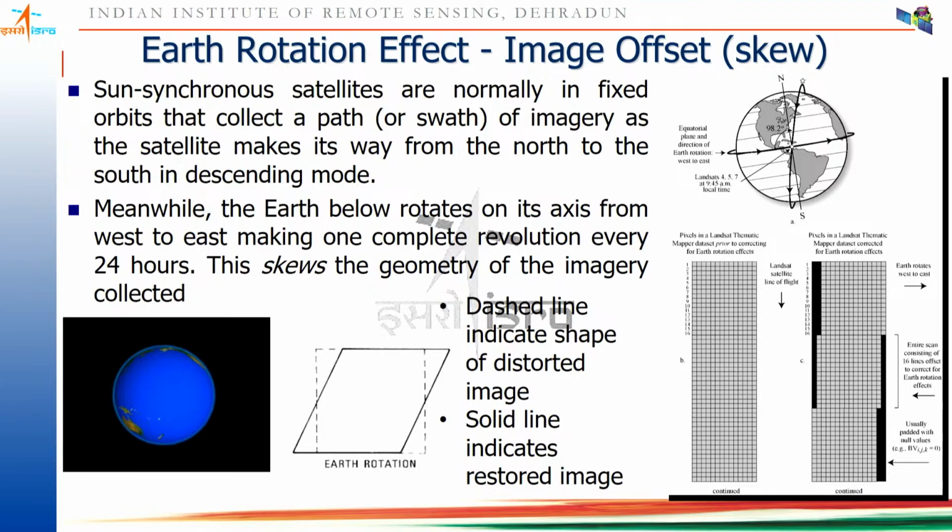Now, I am just trying to show why geometric correction needs to be done. We know that when the satellite is taking the image, as it takes one line, as you see here, the Earth is rotating underneath. Normally sun synchronous satellites follow this pattern. That means they collect the data in a path as the satellite moves from north to south. Once it has captured one line of the imagery, the Earth rotates on its axis from west to east. So the next line which it is capturing is actually skewed.